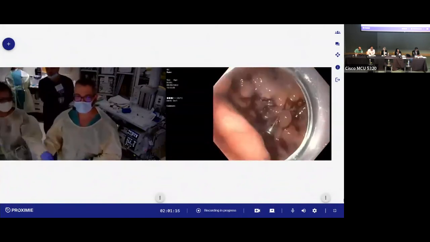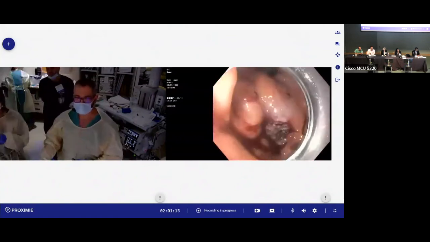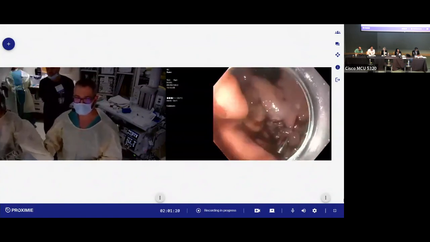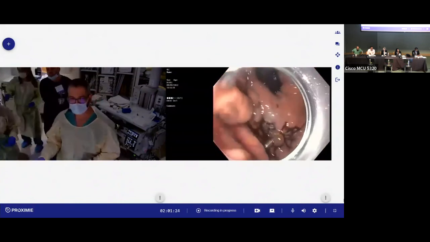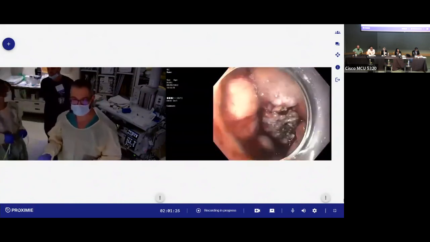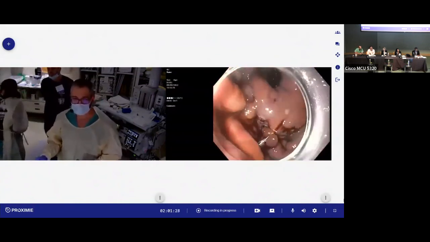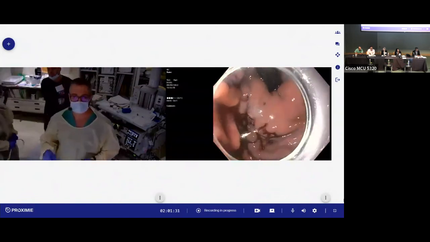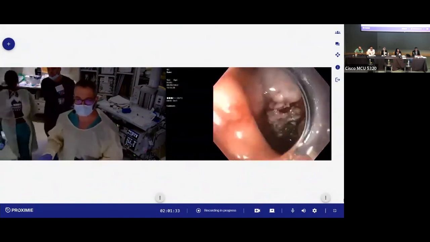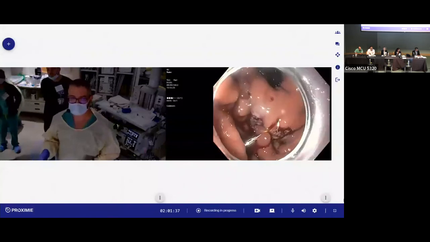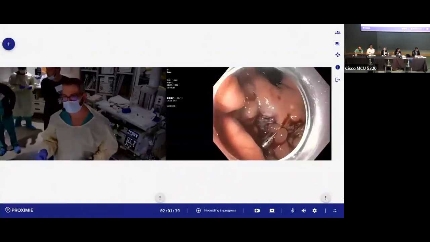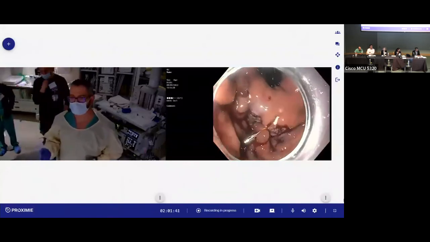So it got this part here, but the problem with this area is friable. We'll need another one to get to the other side. Yeah, we'll try another clip. As you can see here, the gastric wall is not that strong, but at least it approximated the edges. This area is not easy to close in general, and the other option, suturing, would be hard too.